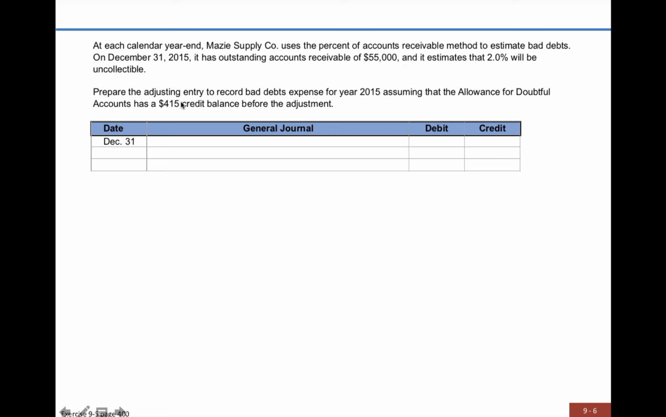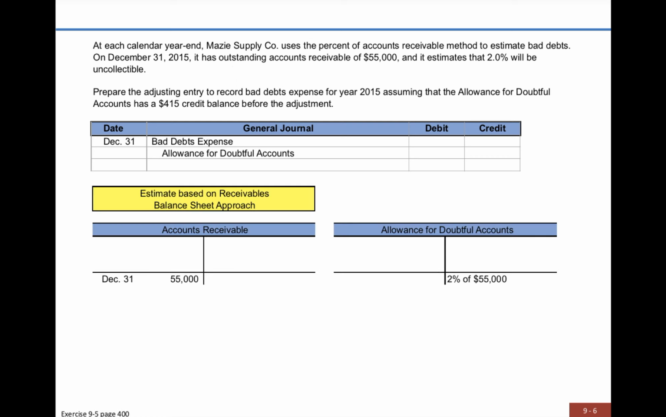Since we already have this $415 in there, what that means is we have $415 we've set aside as an allowance for bad debt already that didn't get used up to this point. So instead of needing the full 2% of $55,000, we would take 2% of $55,000 and subtract $415 from that to arrive at the amount that we need to recognize here.